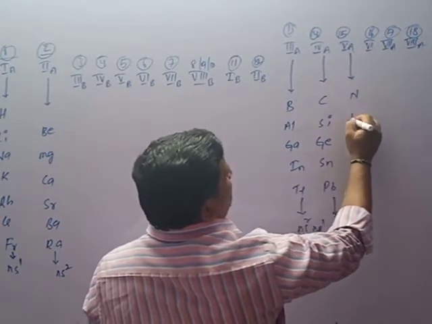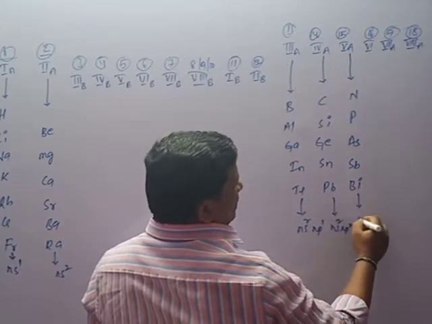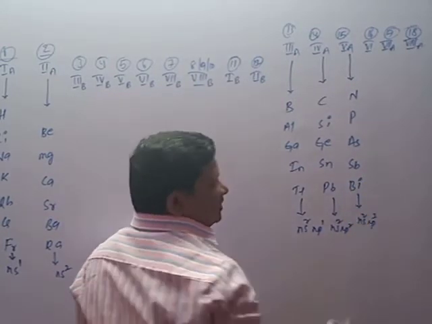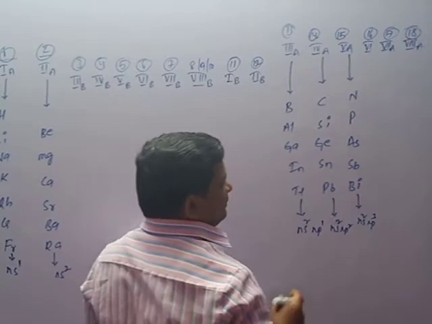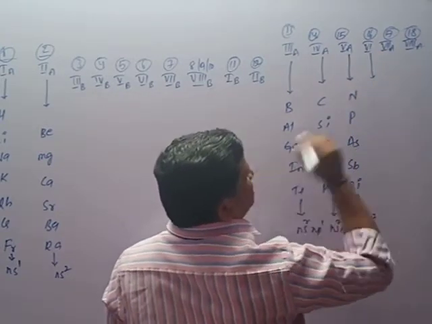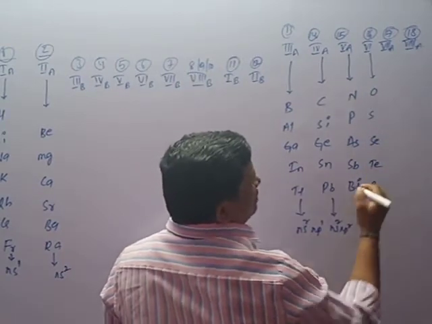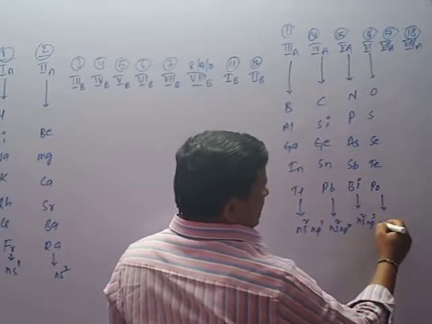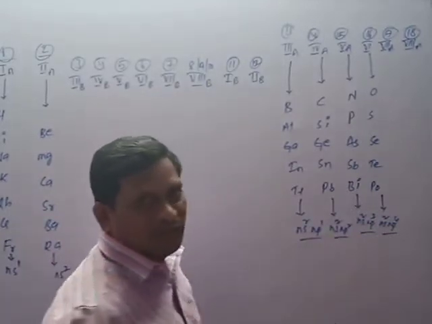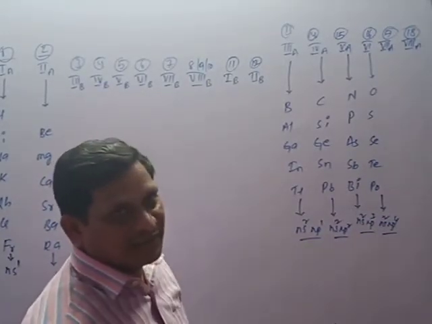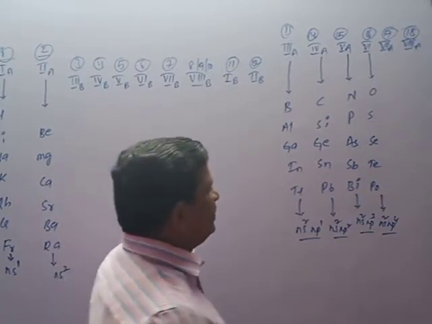Nitrogen, phosphorus, arsenic, antimony, and bismuth. It is ns2 np3. It means all these elements have 5 valence electrons. Then the sixth A group, or 16th group: oxygen, sulfur, selenium, tellurium, and polonium. It is ns2 np4. All these elements have 6 valence electrons. These belong to the 16th group or 6th A group in the periodic table.